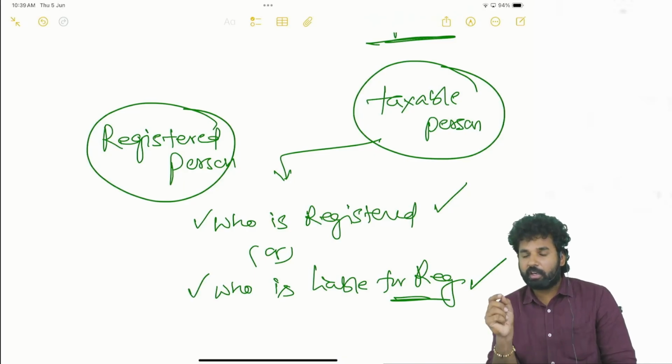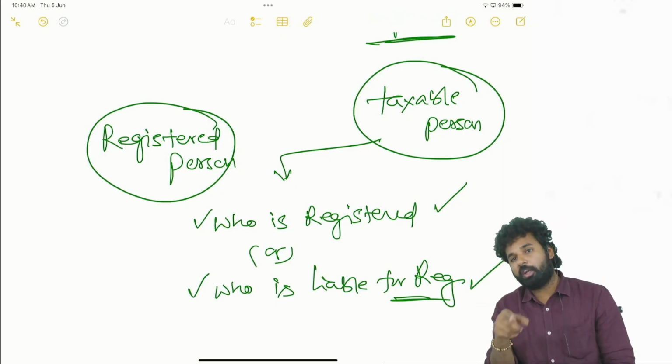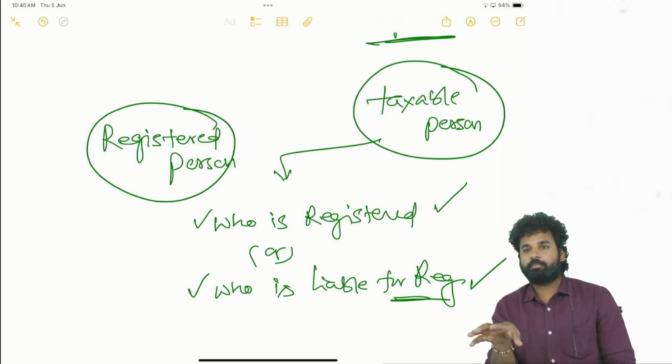When we call a person a taxable person, it means a person who is liable for registration, whether he is registered or not. If he is liable for registration, he will be treated as a taxable person. Who is a registered person? A registered person means one who has taken registration, whether voluntarily or mandatorily. He will be treated as a registered person.